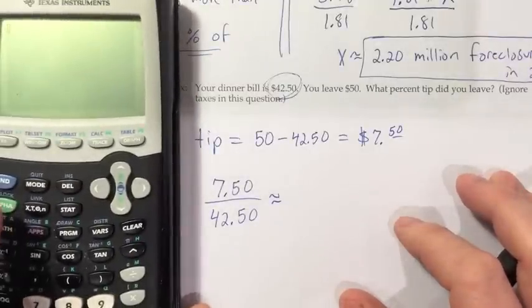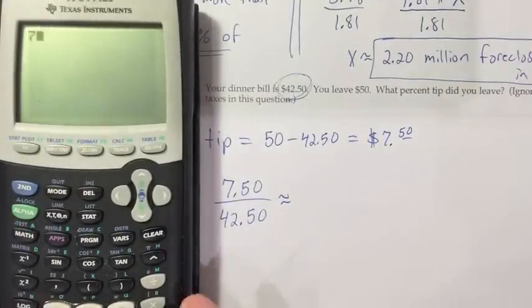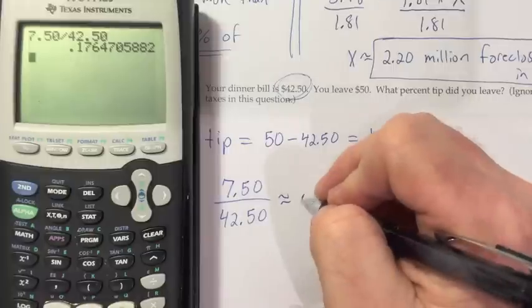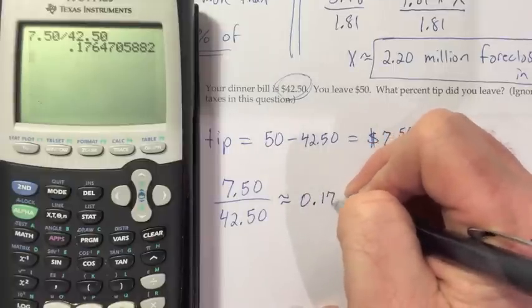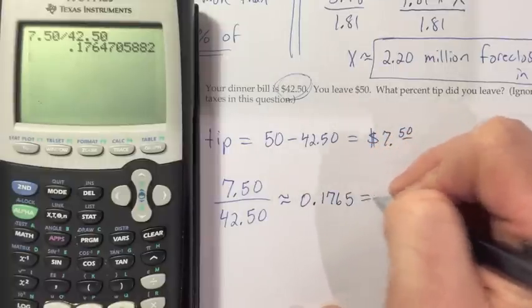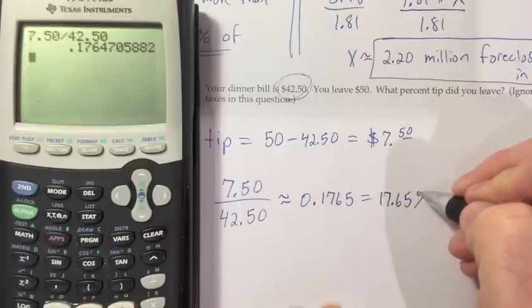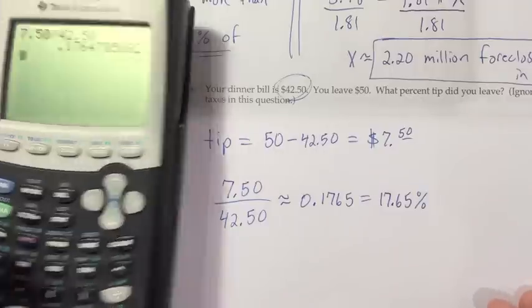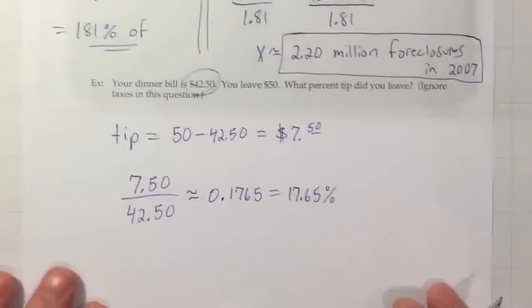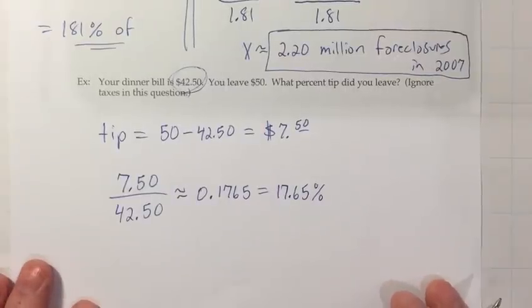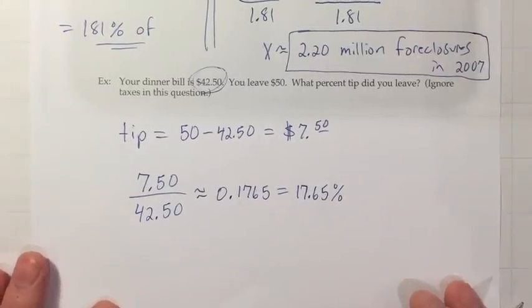That looks like a bit of a messy one, so bring in the calculator. 7.50 divided by 42.50 is 0.1765. Moving the decimal over 2 spots and putting the percentage symbol on, we'd have a 17.65% tip. And you can talk to the servers you know about that, see if that's good or bad.